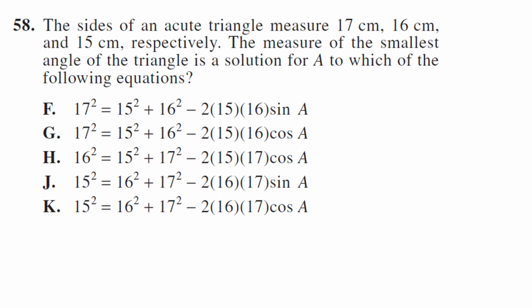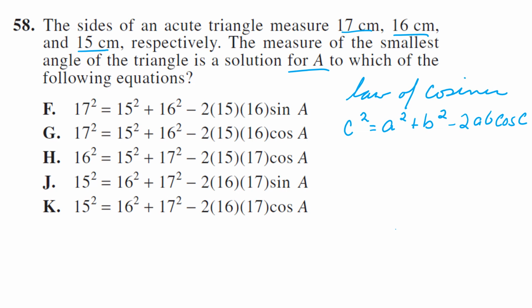The sides of an acute triangle measure 17, 16, and 15 centimeters respectively. The measure of the smallest angle of the triangle is a solution for A to which of the following equations? If you look at these equations, you'll recognize it maybe as the law of cosines. The law of cosines is c squared equals a squared plus b squared minus 2ab times the cosine of C. And we're looking at the smallest side, right? The smallest angle is opposite the smallest side.